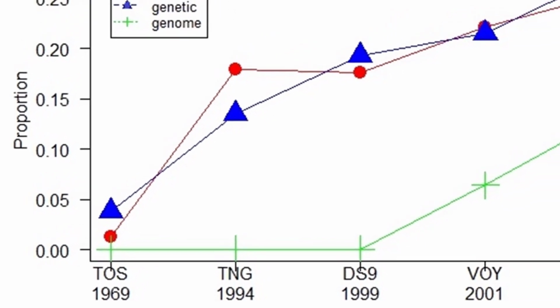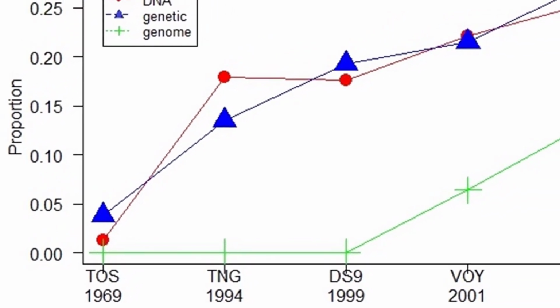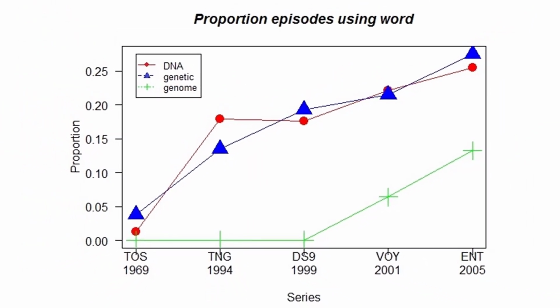As we go into Voyager, the Human Genome Project is in full swing, and we see the word genome popping up fairly regularly there. As we go to Enterprise, the draft Human Genome is actually published, and we see a lot more references to DNA, genetics, and genomics. So overall, Star Trek does a really good job reflecting the genetics knowledge at the time.